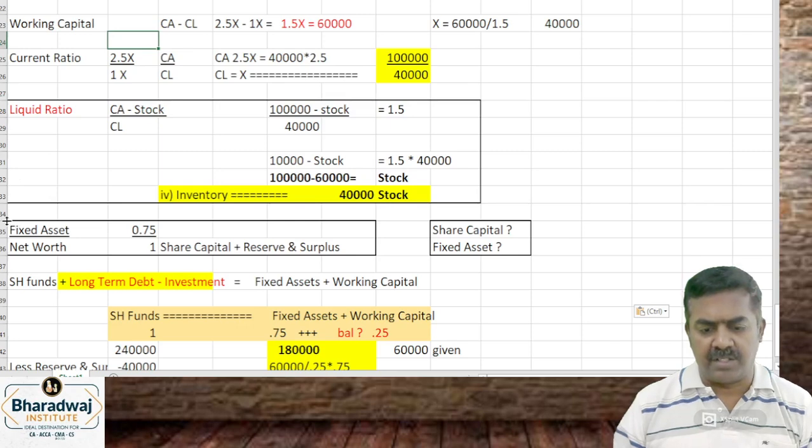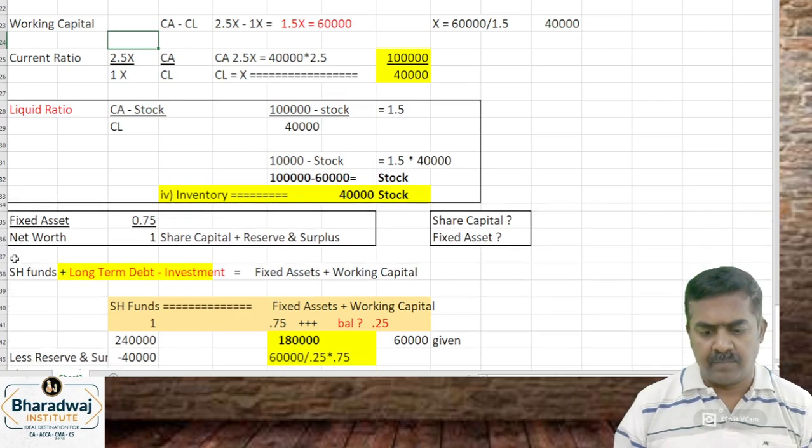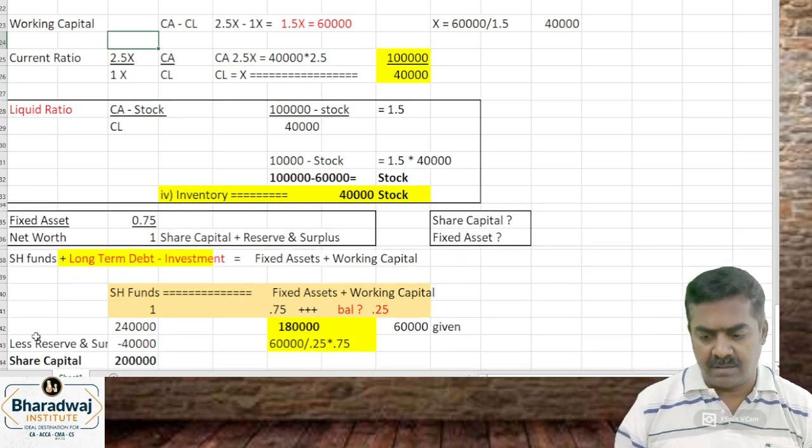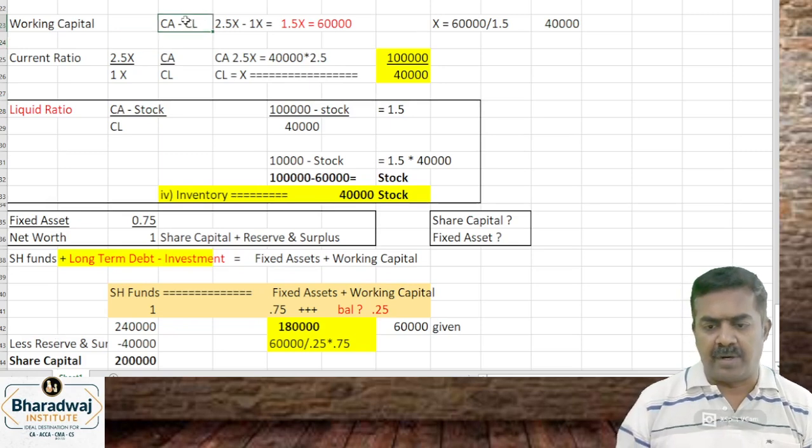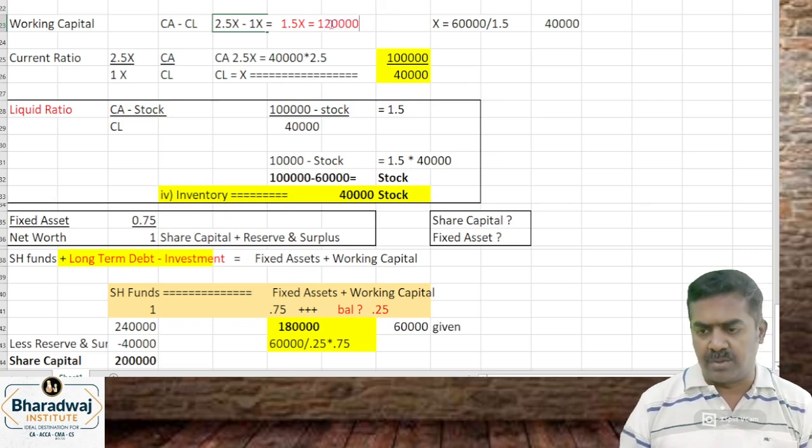Proprietary is nothing but shareholders' funds. Proprietary refers to the owners, the shareholders. Current ratio 1.5, that is current assets by current liability. How much is given? Same 2.5:1, I think, 1,20,000.